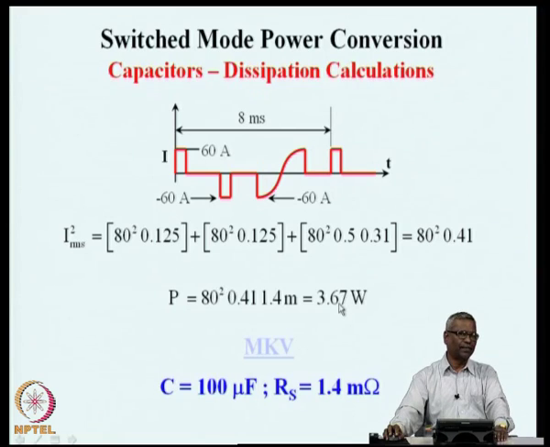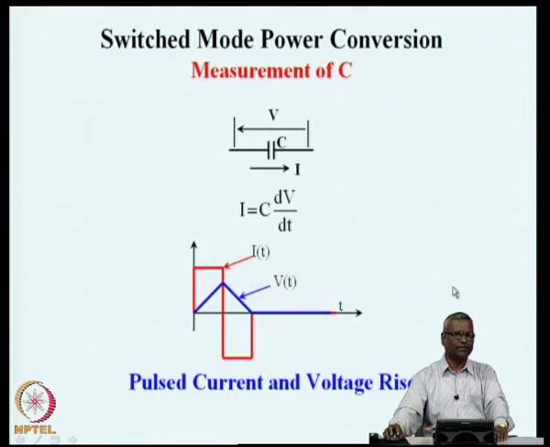The dissipation that we see here in this example is about 3.67 watts, and that is not a very bad thing. We are well within the limits of the dissipation of this particular capacitor, and this is the way one goes about finding out how much power dissipation takes place in a capacitor.